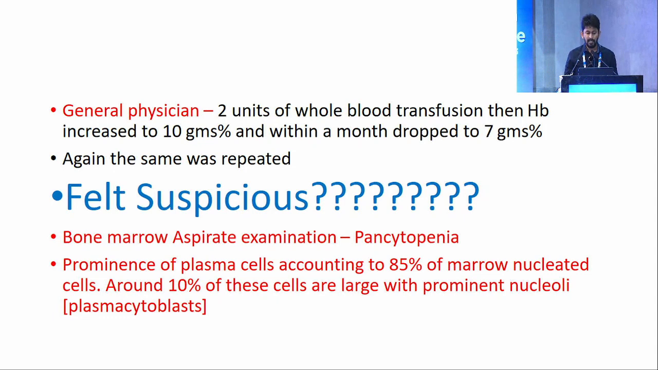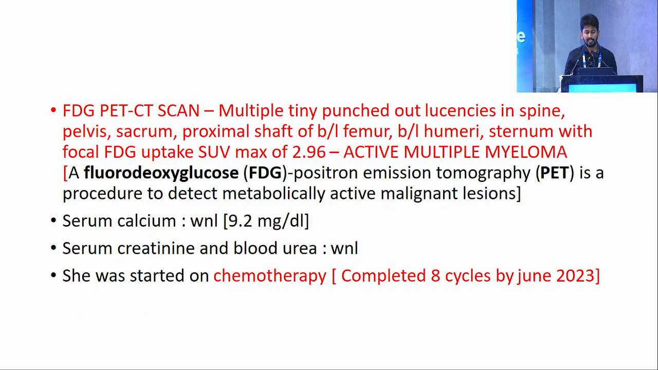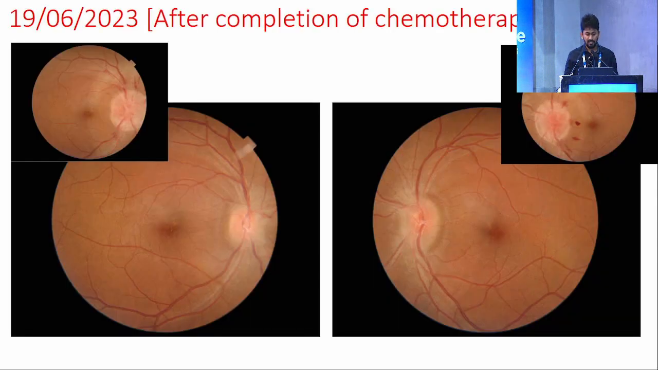plasmacytoblasts. Then an FDG PET scan was done, and it turned out to be active multiple myeloma. She was started on chemotherapy, and she completed 8 cycles by June 2023, within a span of 6 months. This picture was taken before starting chemotherapy, and this is after.